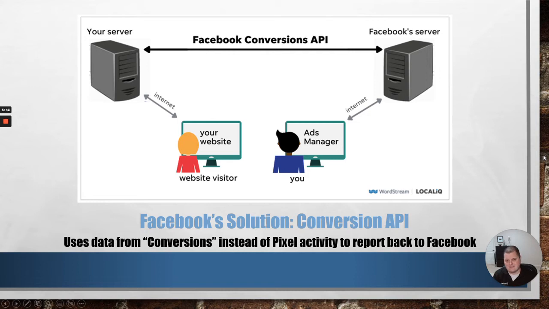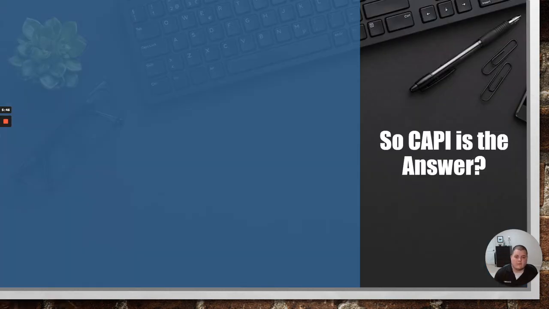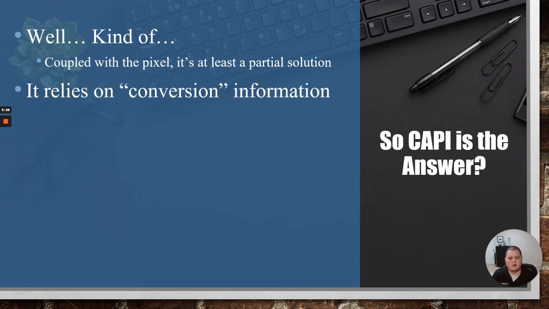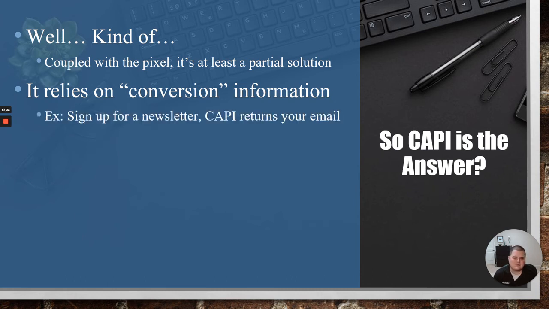So that's great. So the conversion API is the answer to the iOS problem, right? Well, kind of. Because when it's coupled with a pixel, it's at least a partial solution. It is better than nothing, right? But it relies on conversion information as opposed to page load, which means it's relying on you to sign up for a newsletter, do something different. As an example, you sign up for a newsletter and you put in your email address. And so the conversion API is going to take your email address, report it back to Facebook's server, to the ads manager and say, John Doe at example.com just signed up.